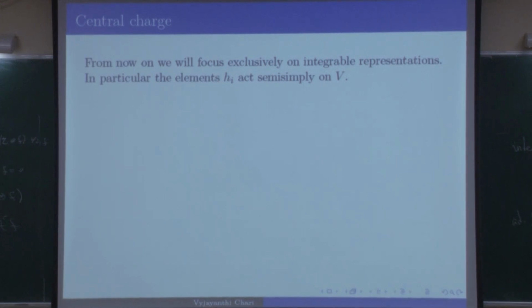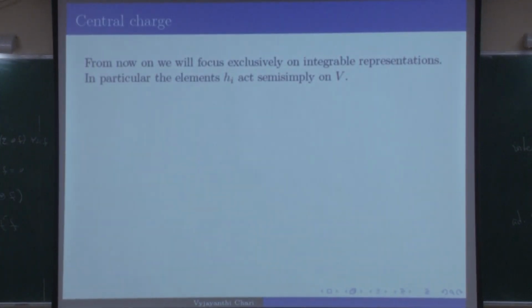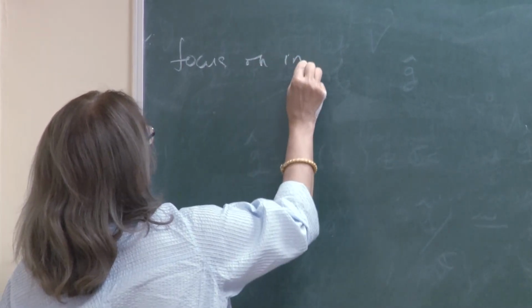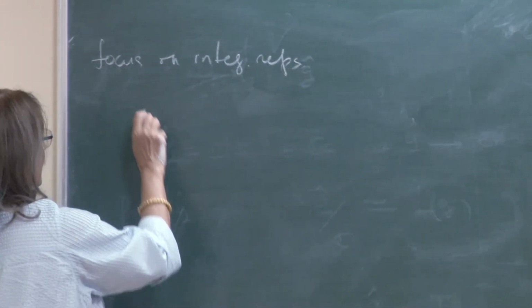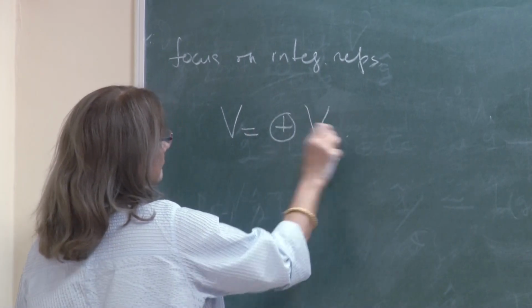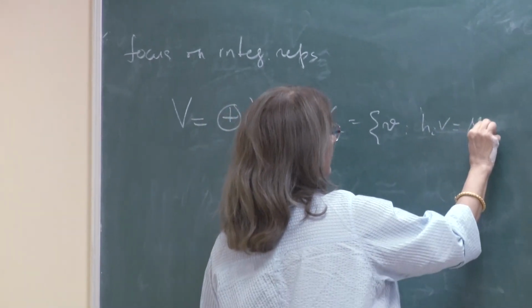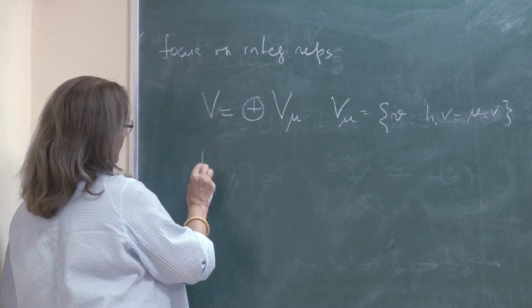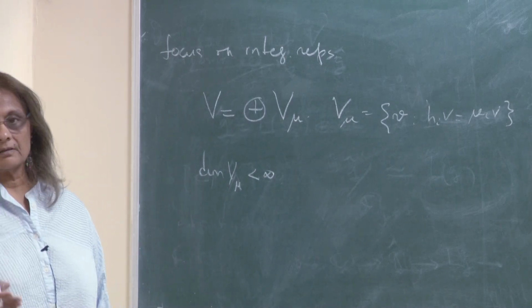So now I've defined integrable representations, and I've decided that that's the correct analog of finite dimensional representations to study. So we're going to focus on integrable representations. And as always, when you're working in the infinite dimensional setup, you have to impose some finiteness conditions. If you remember, I had this V equal to the direct sum of V mu, where these V mu's were eigenspaces for the H action. And so we'll always impose the condition that the dimension of V mu is finite.